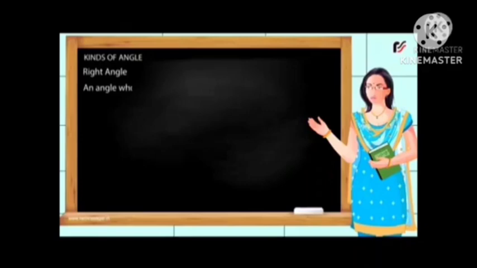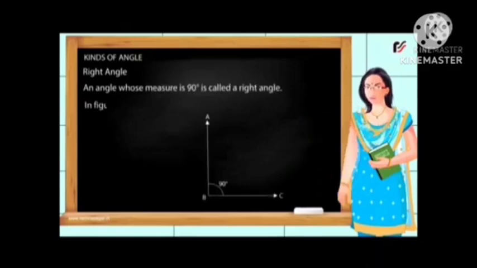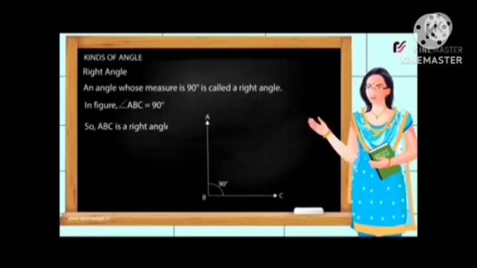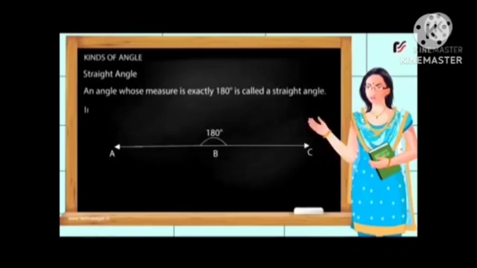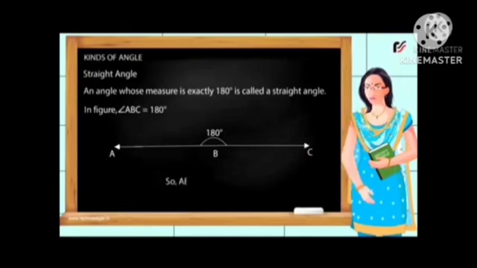Right angle. An angle whose measure is 90 degrees is called a right angle. In the figure, angle ABC is equal to 90 degrees. So, ABC is a right angle. Straight angle. An angle whose measure is exactly 180 degrees is called a straight angle. In the figure, angle ABC is equal to 180 degrees. So, ABC is a straight angle.